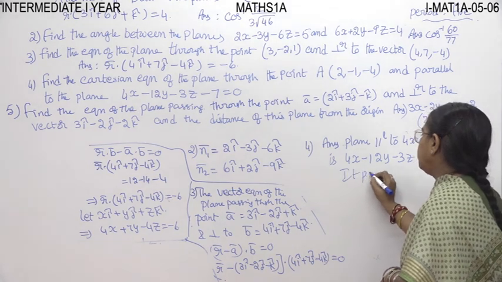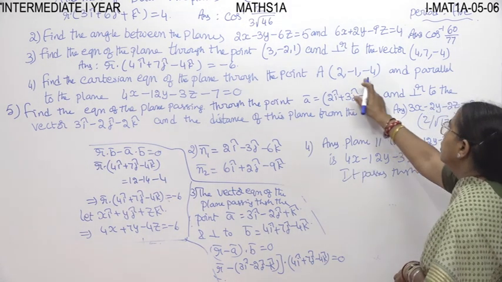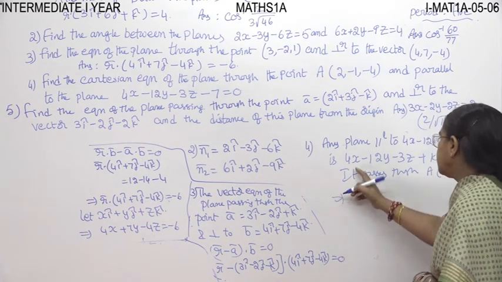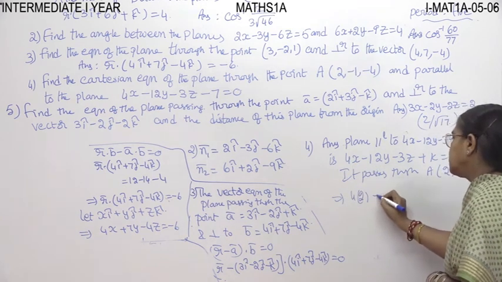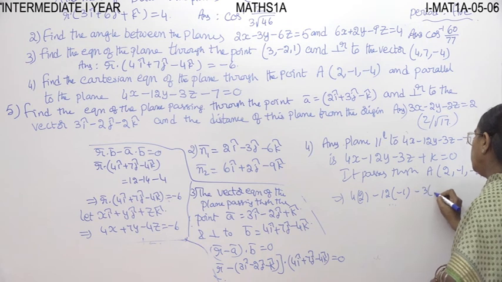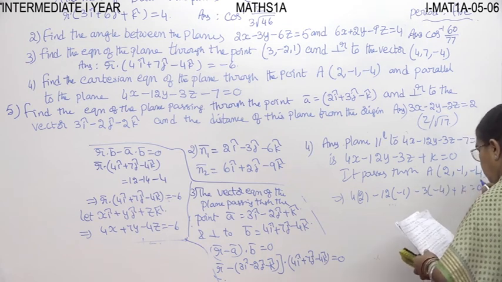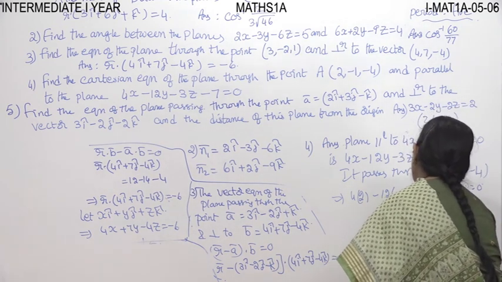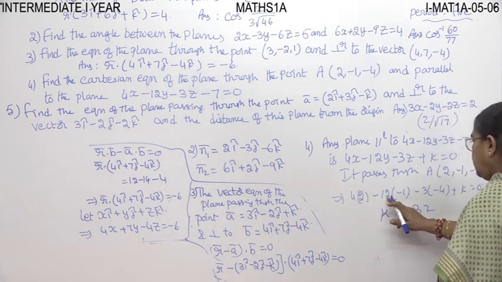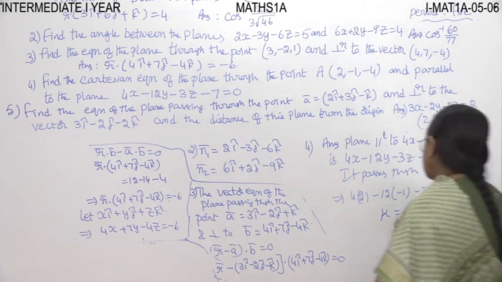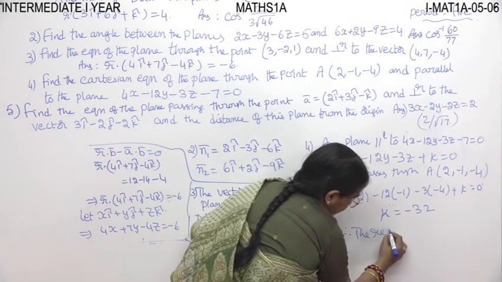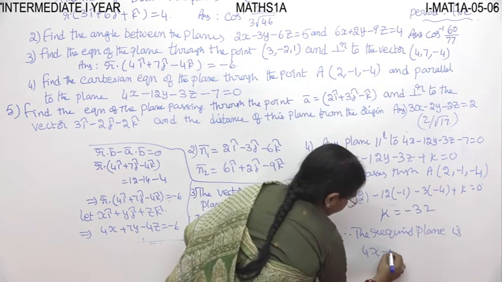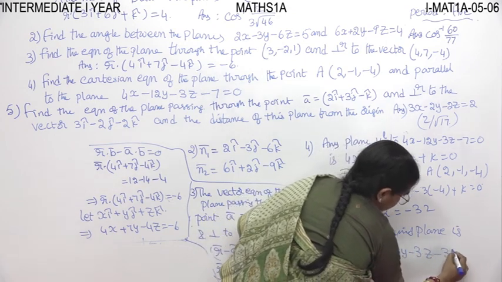Now it passes through what point? It passes through the point 2, minus 1 and minus 4. So substitute this point here. 4 twos are 8, 4 into 2 minus 12 into minus 1 minus 3 into minus 4 plus k is equal to 0. 4 twos are 8, and then 12, 20. So you'll get k is equal to minus 32. Therefore, the required plane, just substituting the k value in this, is 4x minus 12y minus 3z minus 32 is equal to 0.